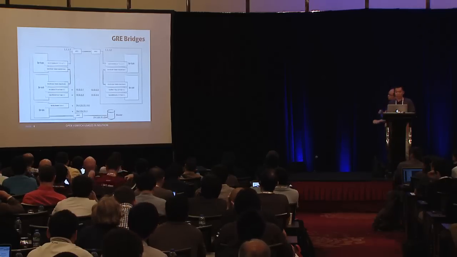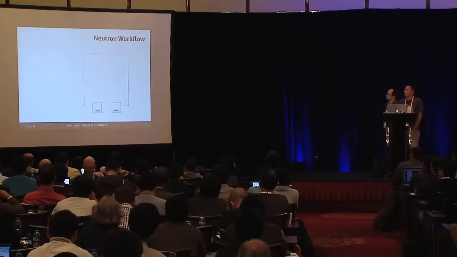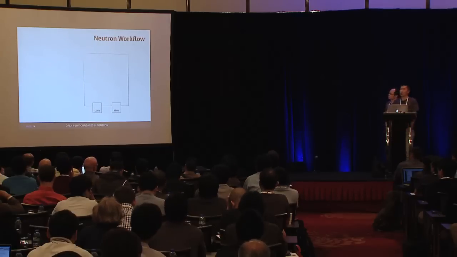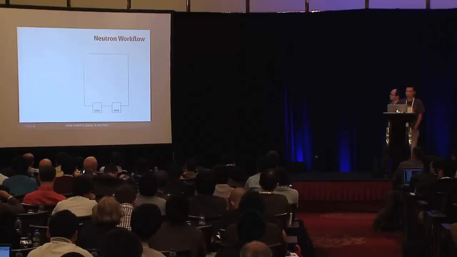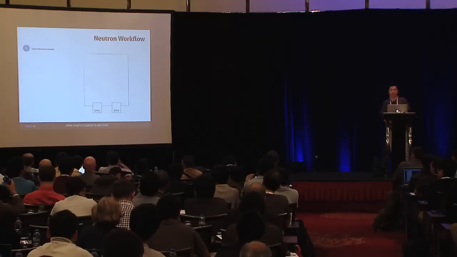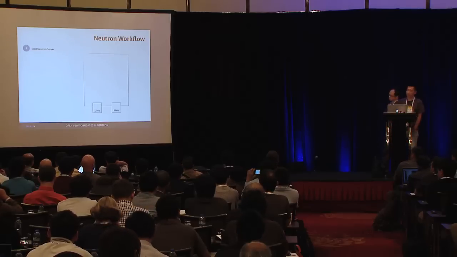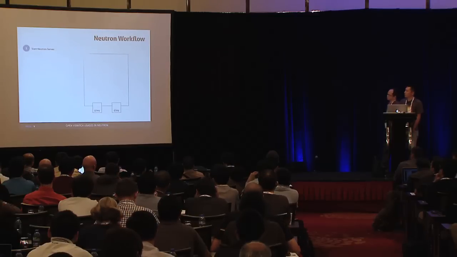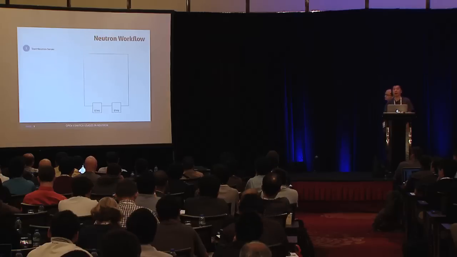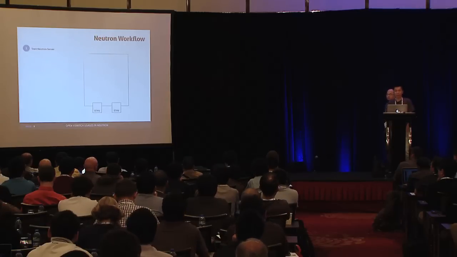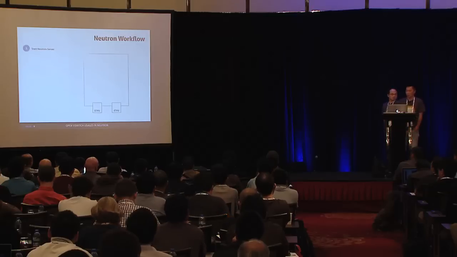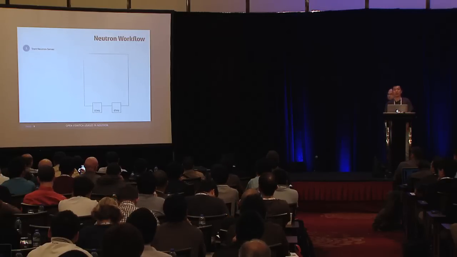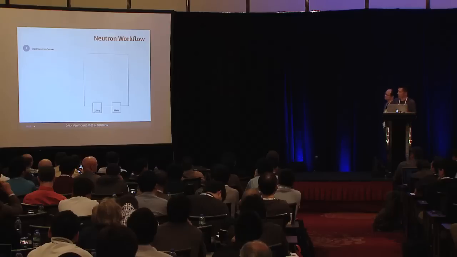So after that, we can talk about the Neutron workflow with these plugins. First, we start the Neutron server at the control node. The Neutron server will prepare the database connection and the message queue connections. If we have the Neutron database already, it just does nothing. But if the Neutron database does not exist, when we start Neutron the first time, it will create the database structures. But it will do nothing here in this diagram.